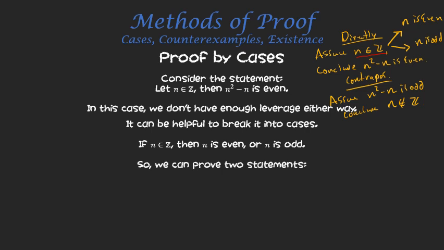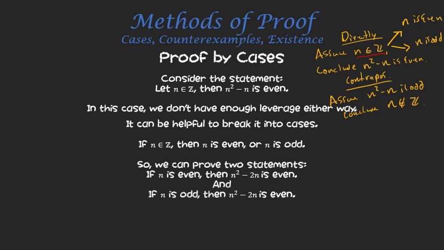And so we'll end up proving two statements here, that if n is even, n squared minus n is even, and if n is odd, n squared minus n is even. And so in the case when directly you don't have enough leverage, contrapositive, don't have enough leverage, what you can do is go down to cases to break it up and hopefully get more leverage that way.